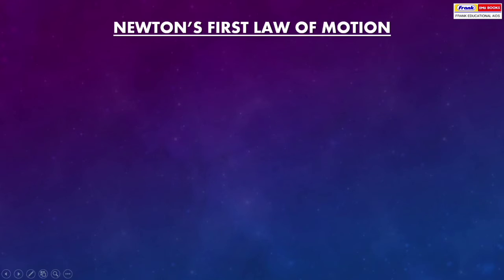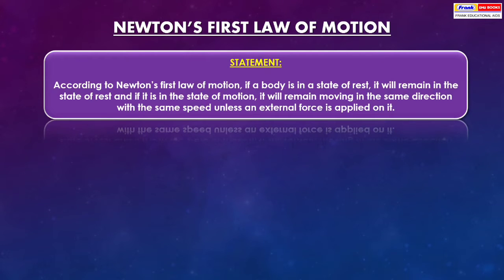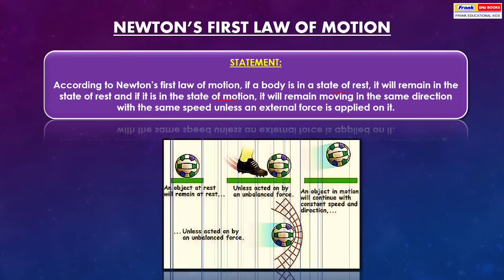Newton's first law of motion. According to Newton's first law of motion, if a body is in a state of rest, it will remain in the state of rest, and if it is in the state of motion, it will remain moving in the same direction with the same speed unless an external force is applied on it.